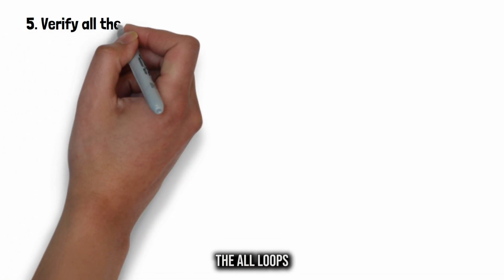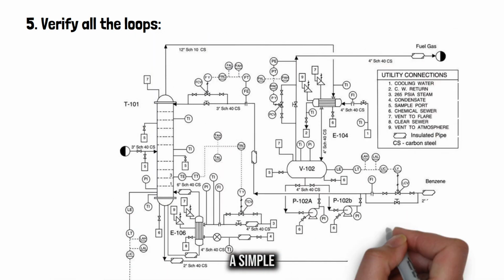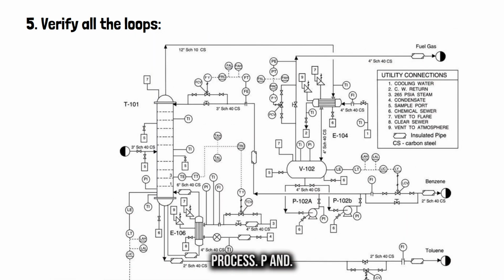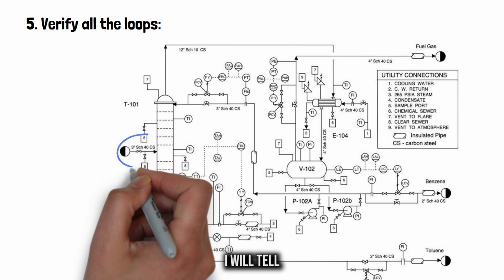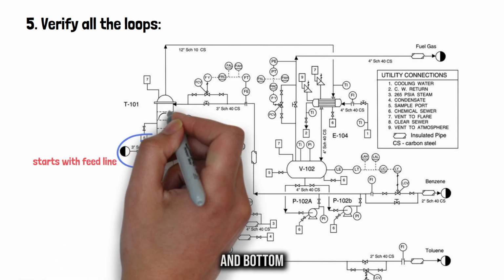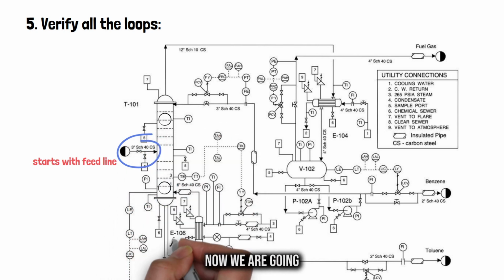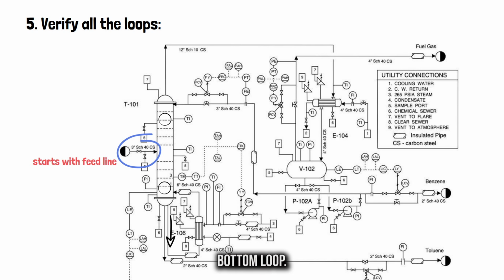5. Check all the loops from the start, like the feed to the product. In this image, you can see a simple distillation process P&ID. I will tell you simply for today's video. Now I'm taking the column and bottom product loop. You can see some valves are there. Now we are going to line up the column bottom loop.